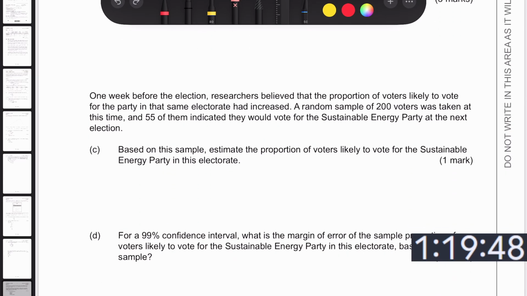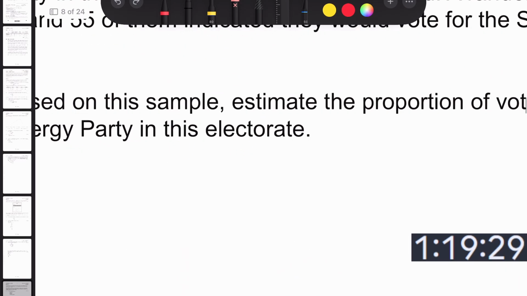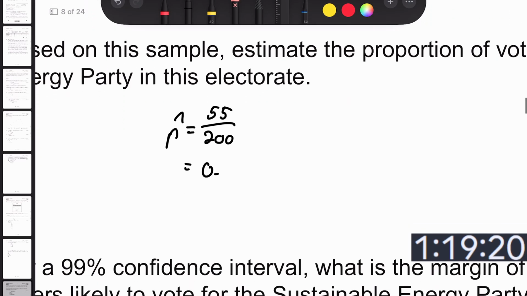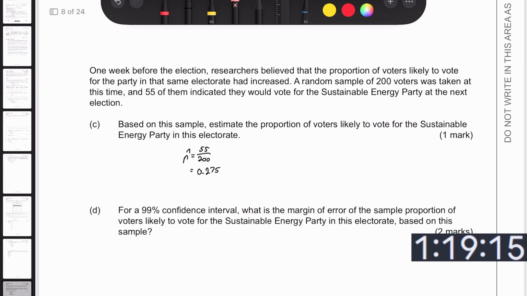One week before the election, researchers believe that the proportion of voters likely to vote for the party in the same electorate had increased. A random sample of 200 voters was taken at this time, and 55 indicated they would vote. Estimate the proportion of voters likely to vote in this electorate. So we'll say p hat is 55 on 200. It's going to be 11 on 40, which is 0.275.